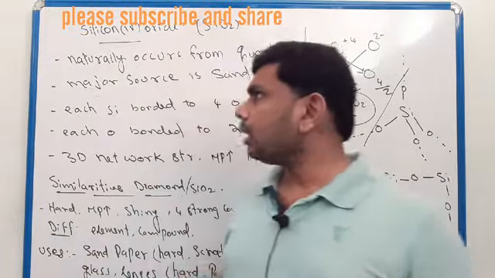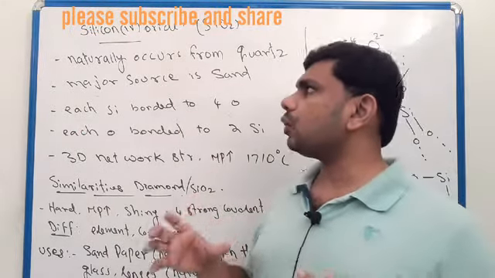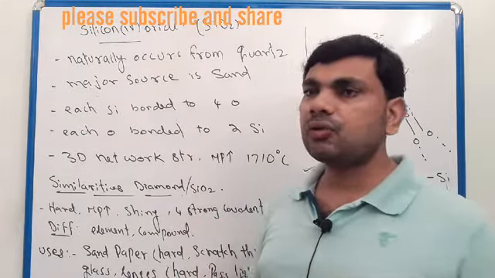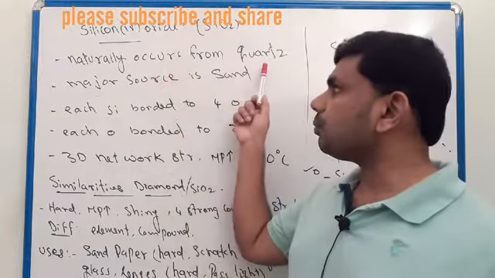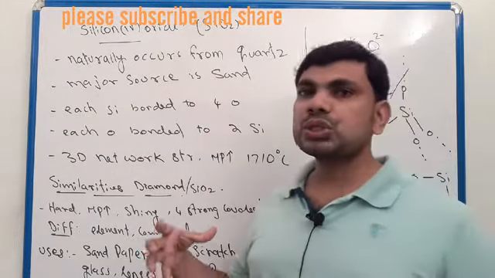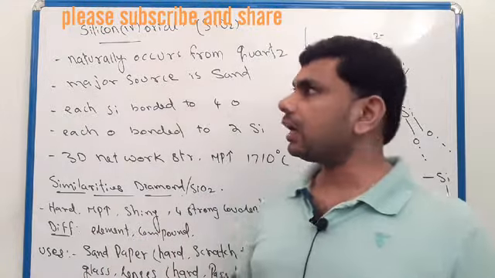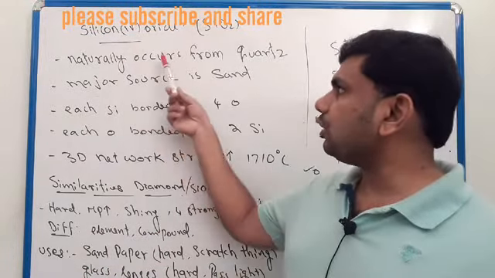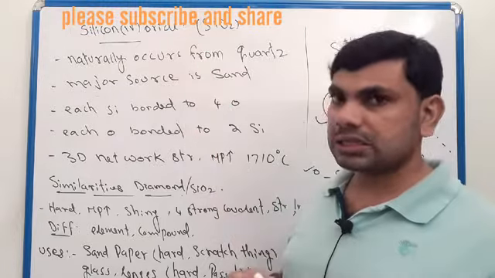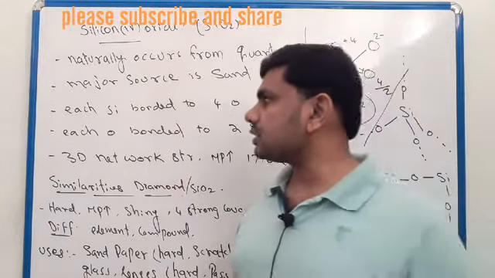Clear? And also remember, silica occurs naturally in the form of quartz. Also, sand is the major source of silica, and silica is naturally obtained in the form of quartz. Clear? So these are the different points we have to discuss here.